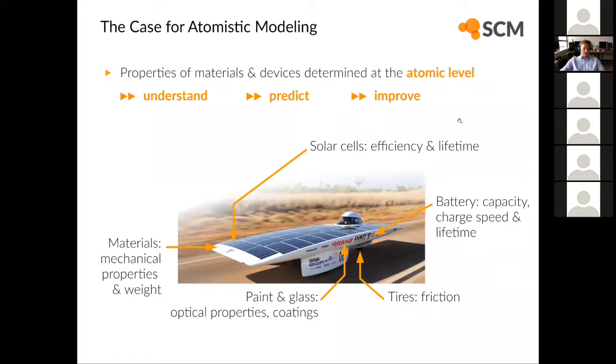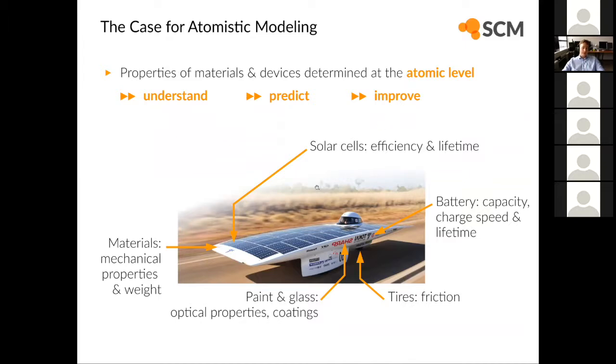Ultimately, the properties of all materials and thus all devices and all systems are determined at an atomistic level. So it is important to understand such systems, to predict their behavior, and then to use that knowledge in order to improve materials for a given purpose, optimize devices and systems.